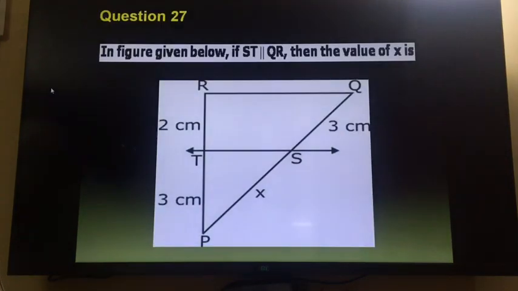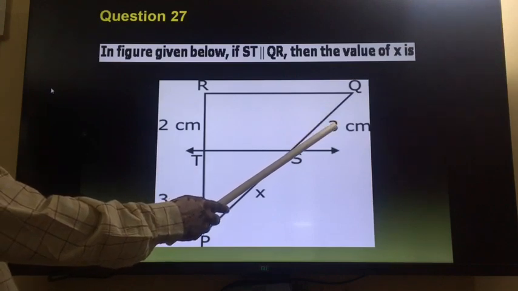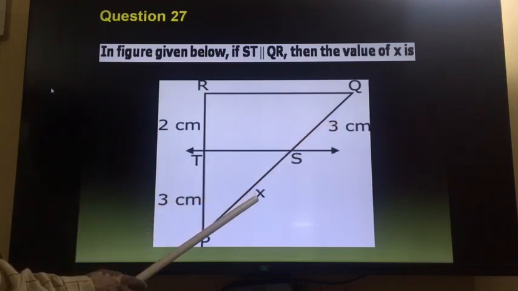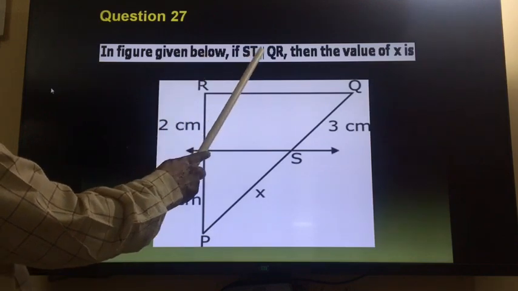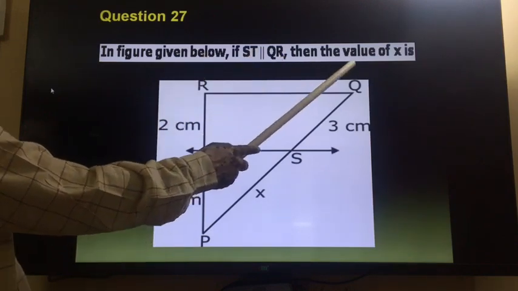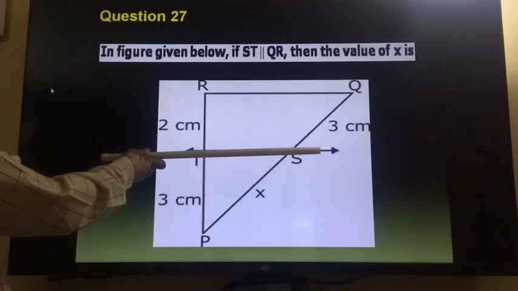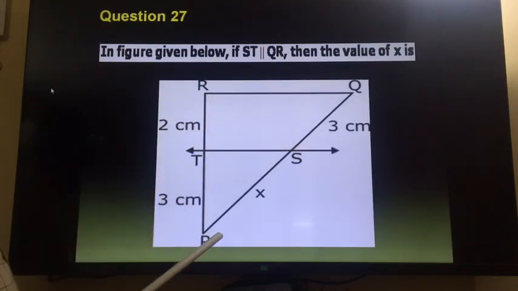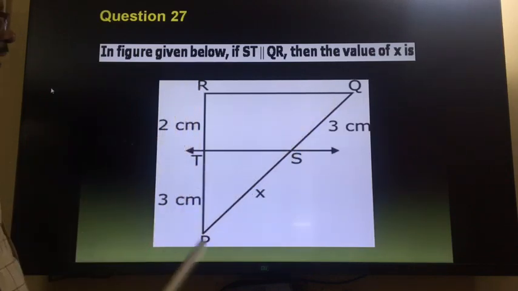Now come to the next question. It is also of the same category, but in the previous case X was unknown here, now X is unknown here. In the given figure, ST is parallel to QR, and we have to find the value of X. Again ST is parallel to QR, so PS upon SQ is equal to PT upon TR. This we will apply. See the solution for this.